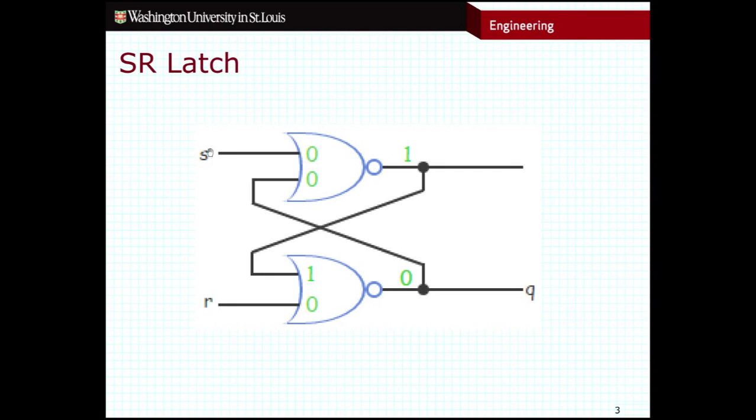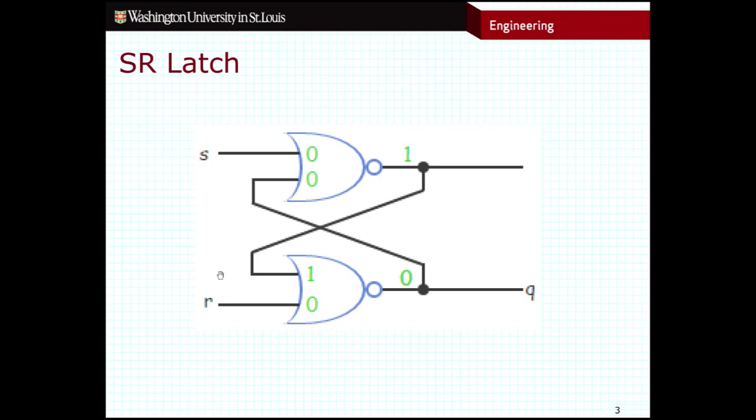For starters, let's consider the case where S is equal to 1 and R is equal to 0. Now, you'll see that the outputs of these NOR gates are feeding back into each other. This is called cross-coupling. These are cross-coupled NOR gates. Let's think about how that affects the operation of this particular circuit.